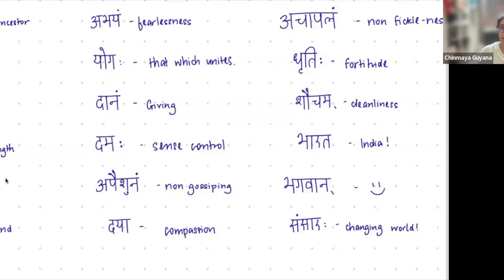Then apeshunam, apeshunam. This is a 4-syllable word. It's one of the longer words in Sanskrit. Apeshunam. Then daya, daya. Then achapalam, achapalam. Then dhritihi, dhritihi.